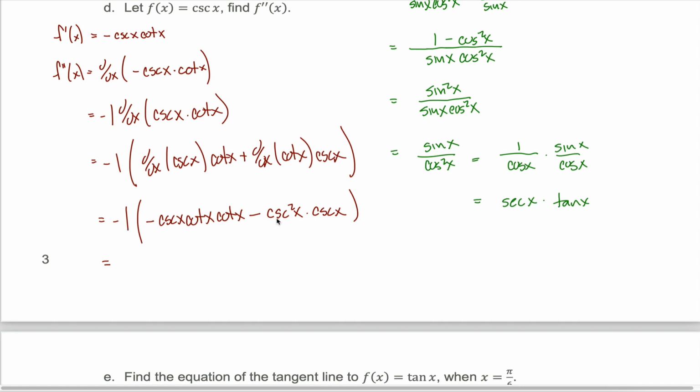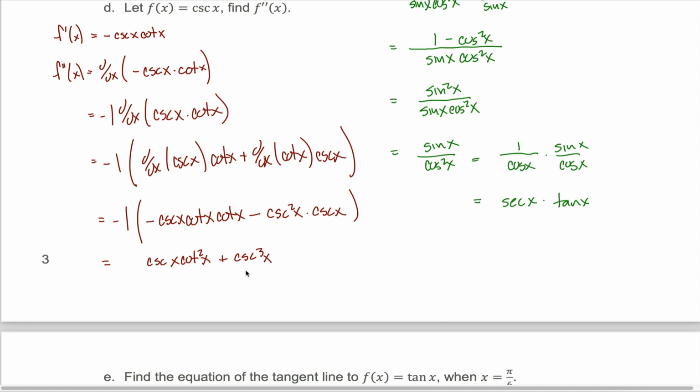Instead, maybe take the negative and distribute it through. That makes everything positive. That's cool. And then instead of writing cotangent times cotangent, you might as well write cotangent squared. Similarly, instead of writing cosecant squared times cosecant, you might as well write cosecant cubed x.